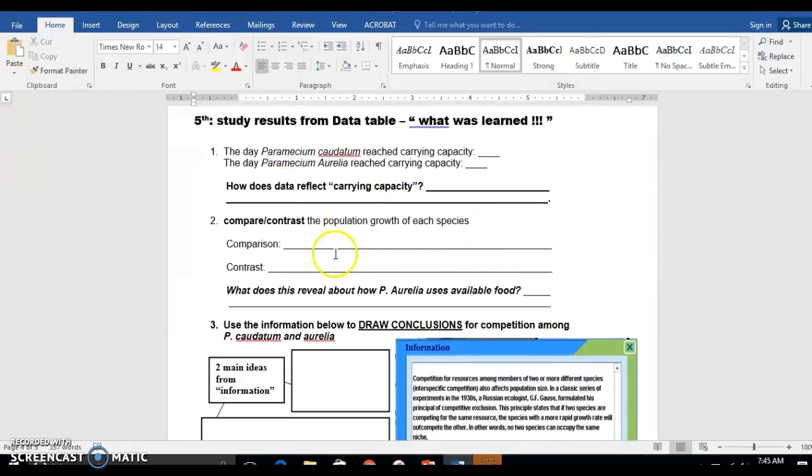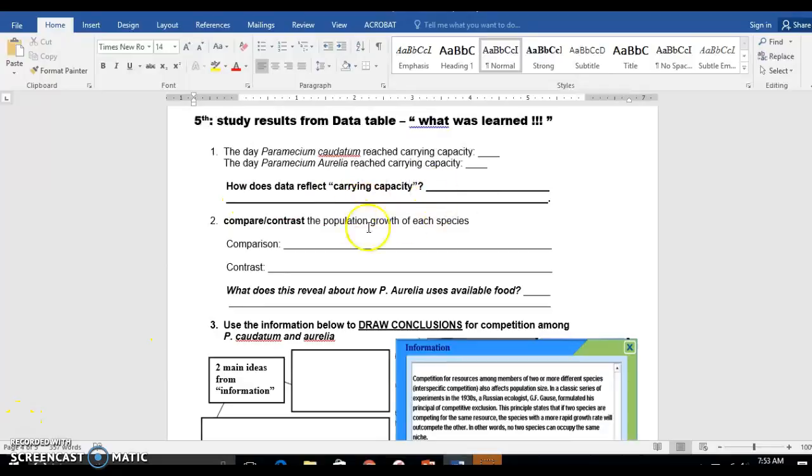Right here in part 5 is where you talk about what you saw. What do you think the carrying capacity, and that's a term that's in your textbook, is for the paramecium species when the paramecium caudatum live alone? What's their carrying capacity? When the paramecium aurelia are in their test tube alone, what is their carrying capacity? And why do you think that? Why do you think the carrying capacity for either was anything? So what do you think plays a role?